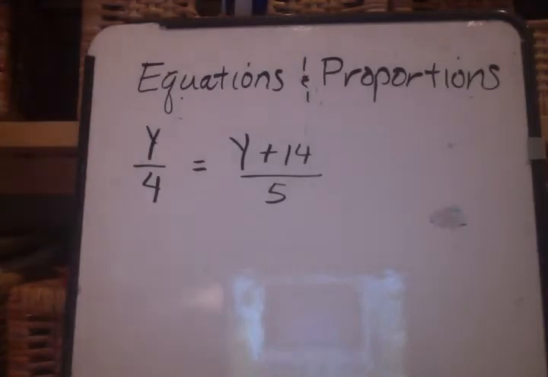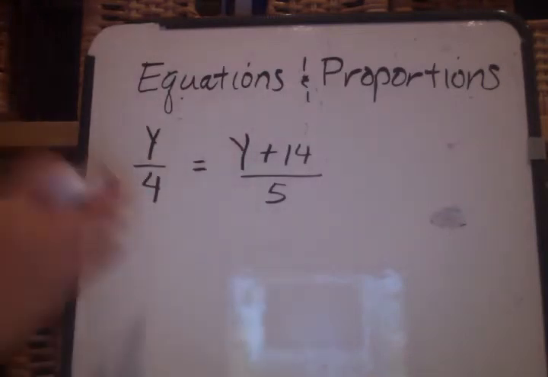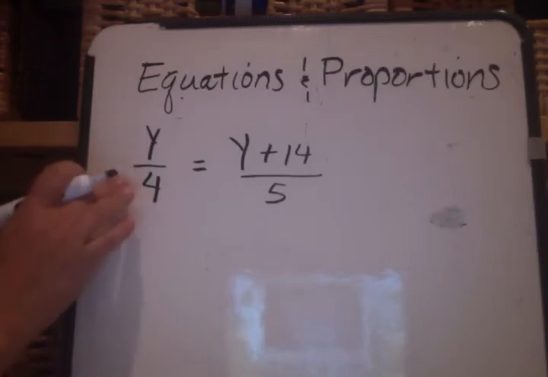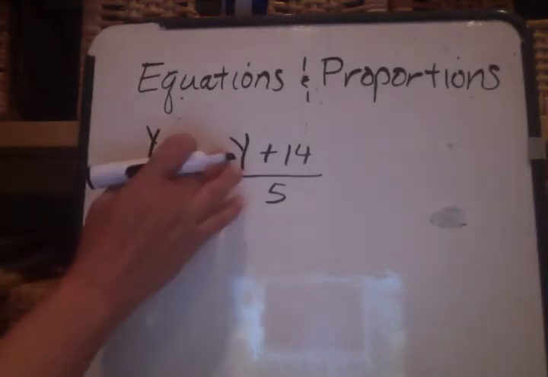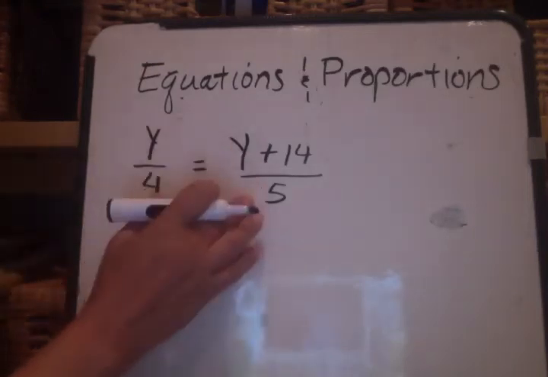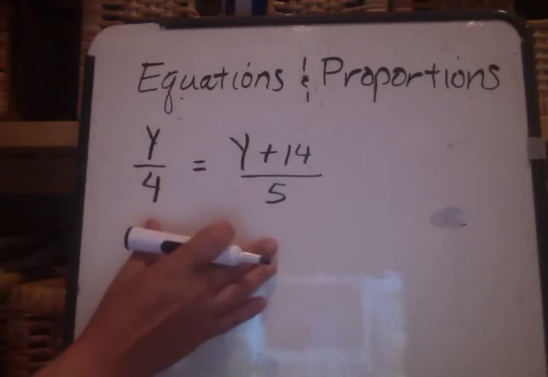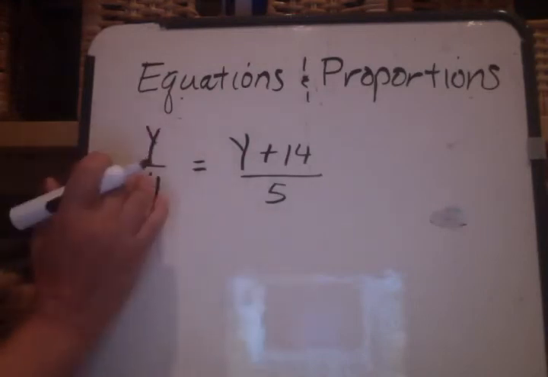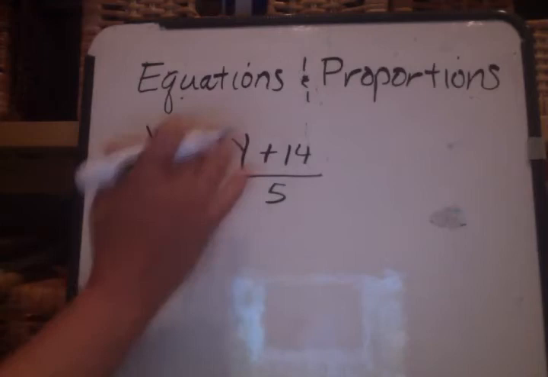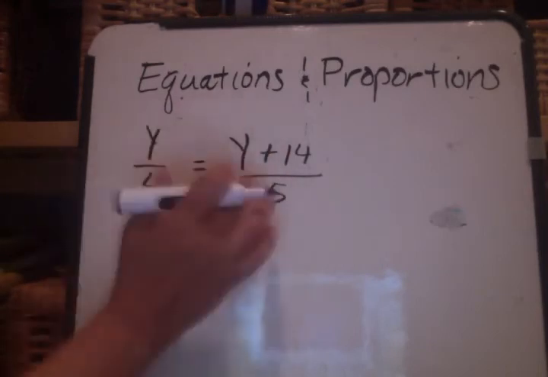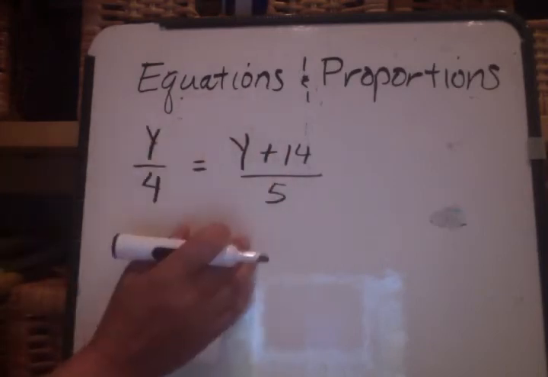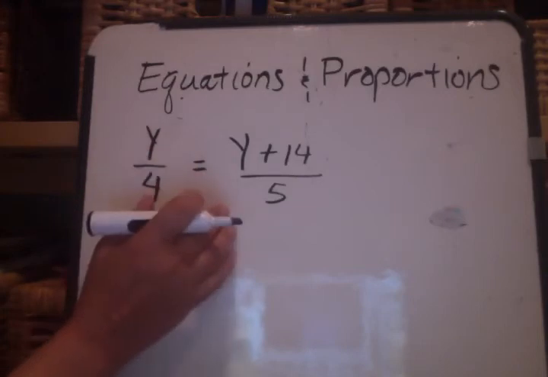Here we go again. We're solving these equations using cross multiplication. And notice in this one we have y over 4 equals y plus 14 over 5. There's a few ways to do this, but because I have basically one ratio equaling another ratio, I'm going to cross multiply and then solve for y.